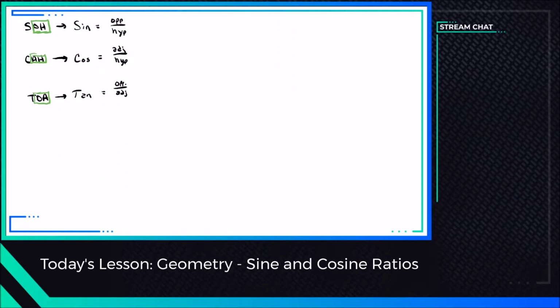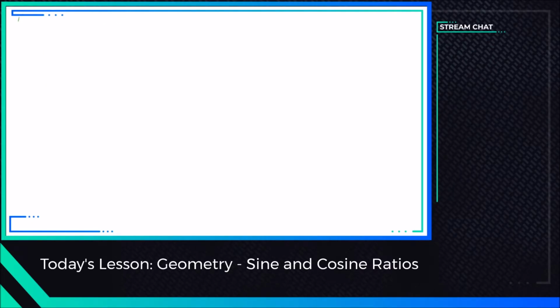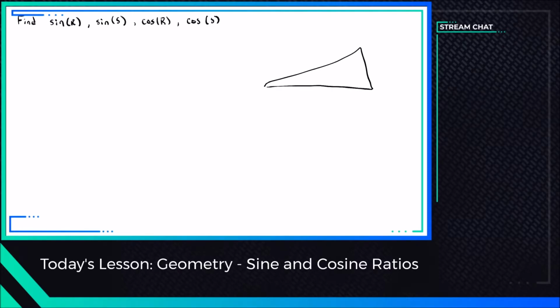And so now, let's go ahead and find some sine and cosine ratios. On this triangle, I will find the sine of R, the sine of S, the cosine of R, and the cosine of S. So we're going to draw a triangle. Come on, connect. There we go. Make it a right triangle.